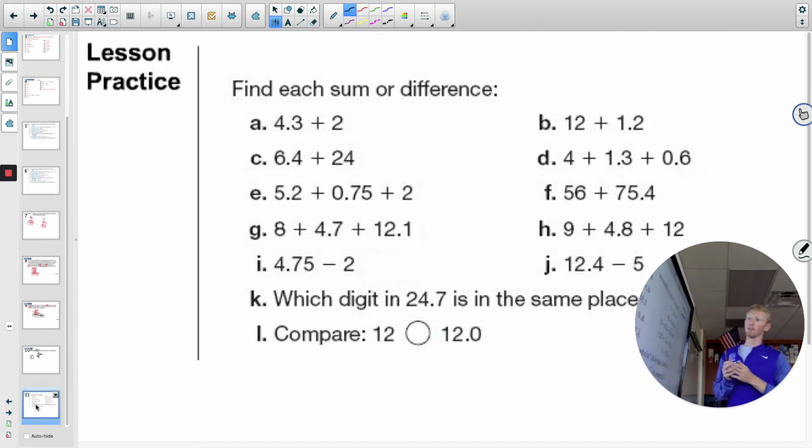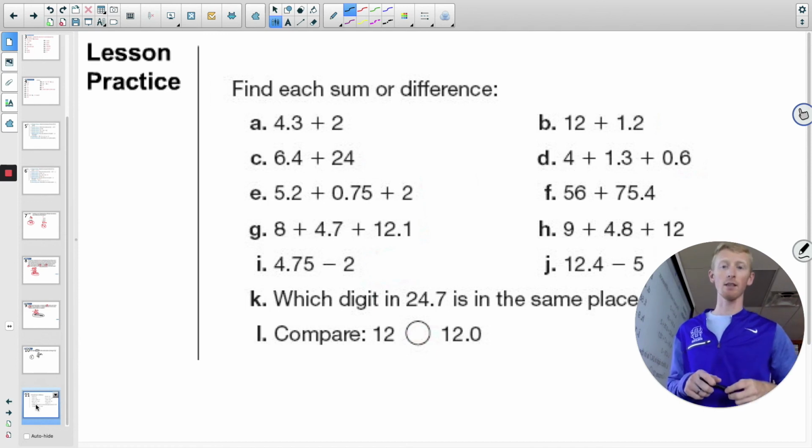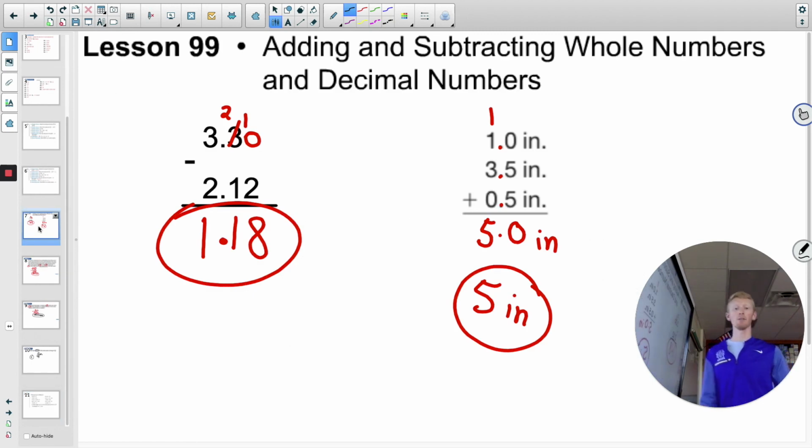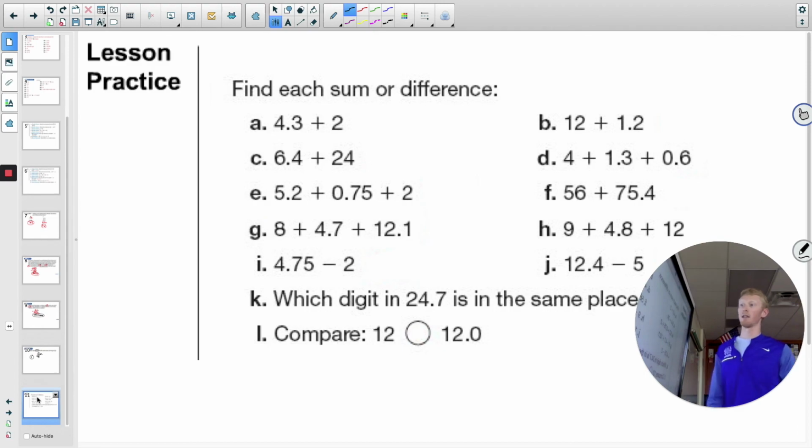All right, here's what your lesson practice looks like. Your assignment will be the lesson practice, and then since this is lesson 99, that means you have the odd numbered problems. So lesson practice and the odds.